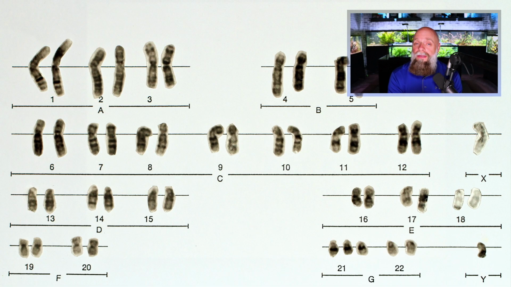What's interesting in this picture is it's actually showing you Down syndrome, trisomy 21. If you look at the 21st set of chromosomes, there's supposed to be 2. In this particular picture, there is a third one.